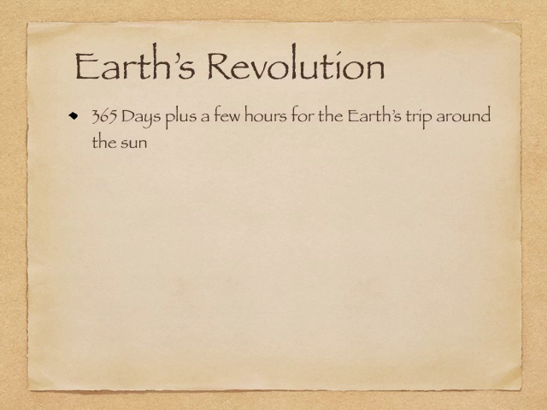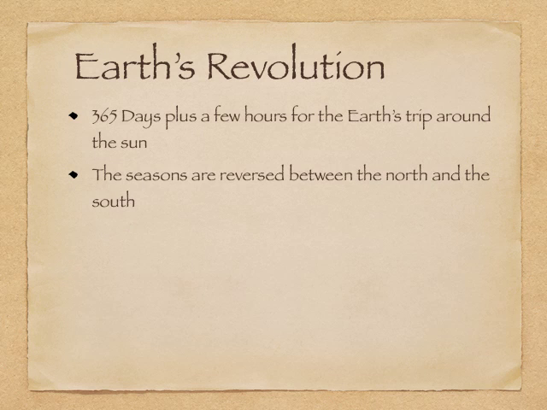The Earth's revolution is a 365-day revolution, plus a few hours, that's why we have leap years, for the Earth's trip around the Sun. So as it is spinning in one place, it is also going around the Sun. So the seasons then become reversed between the Northern and Southern Hemispheres. If it's summer here, it's winter on the opposite side in the Southern Hemisphere.